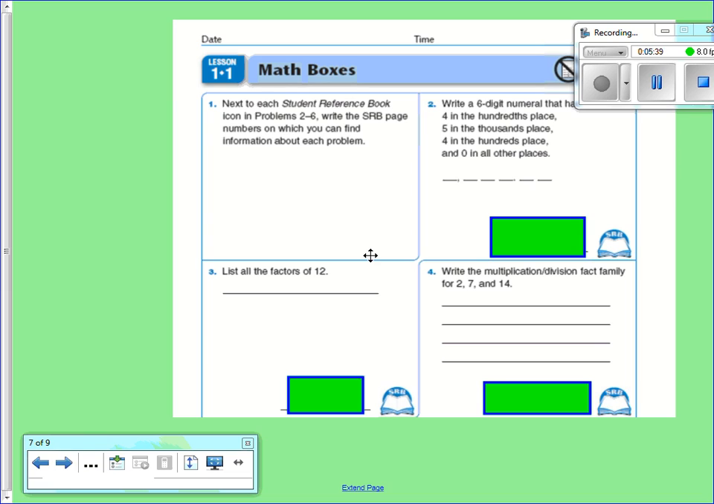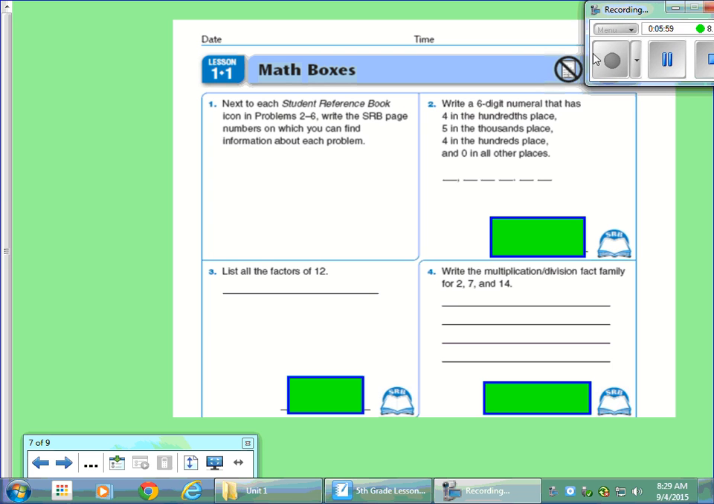Another thing you're going to be working on today is that math box on page 4. Go ahead and take a look at page 4. I helped you out with problem number 1. It says next to each student reference book icon in problems 2 through 6, write the student reference book page numbers on which you can find information about each problem. I helped you out, so we can just keep on moving along.